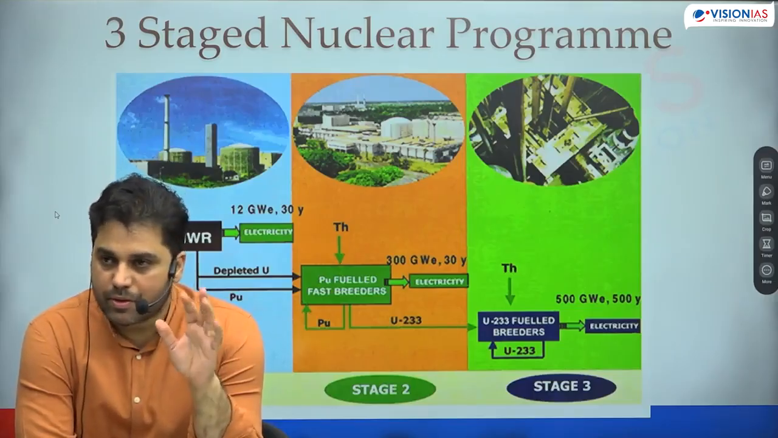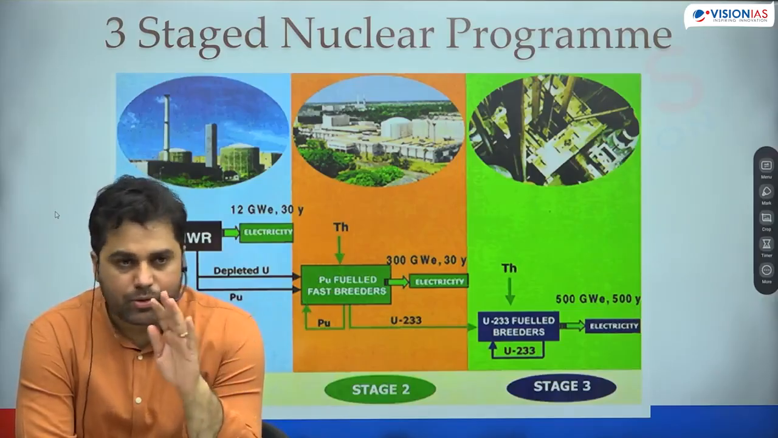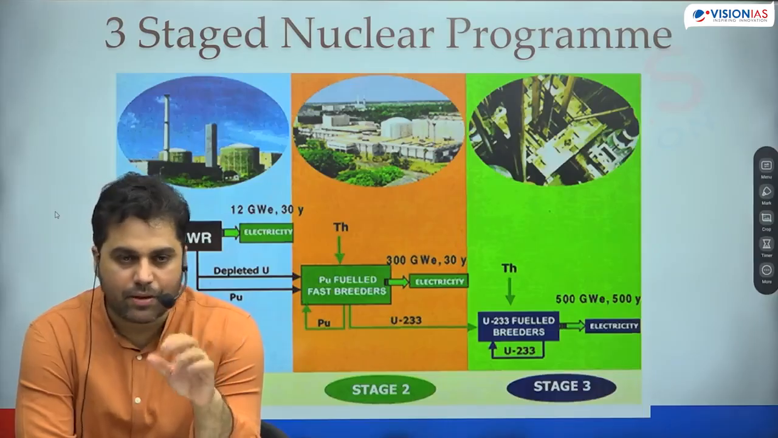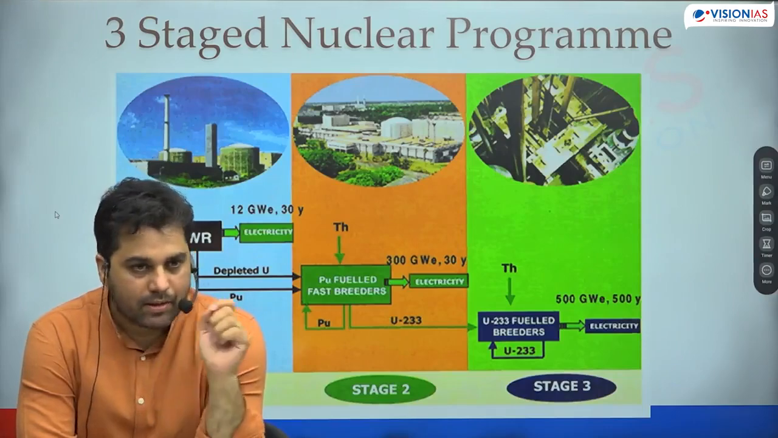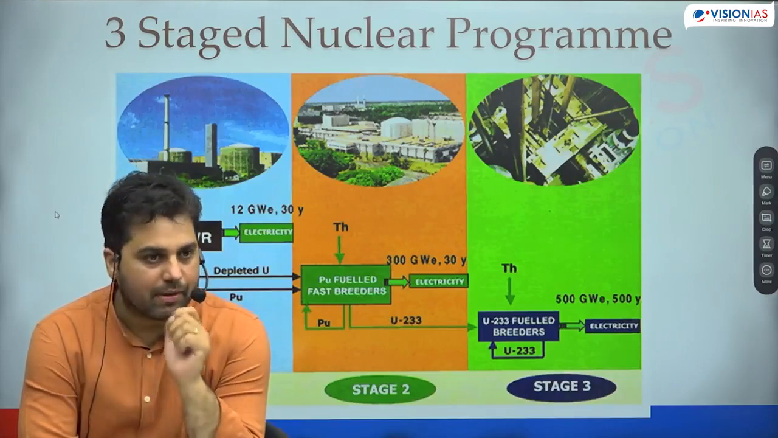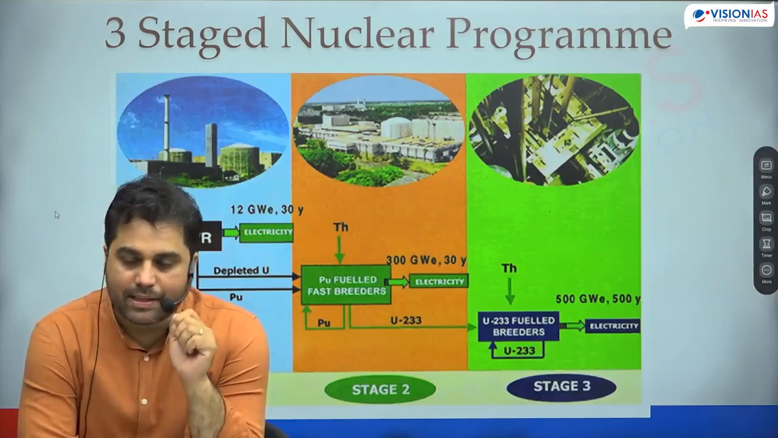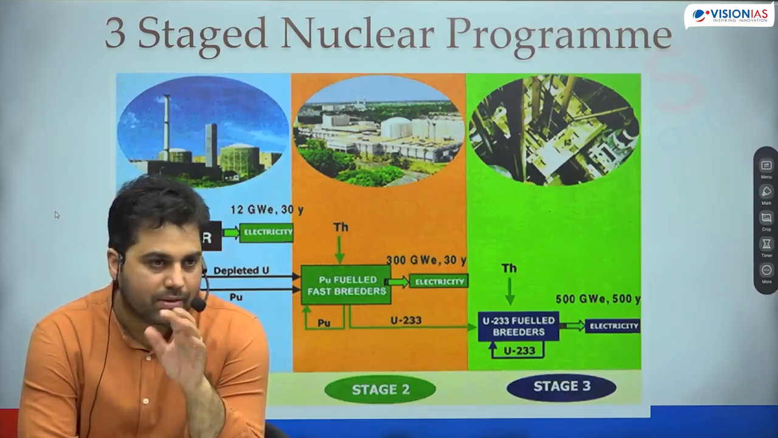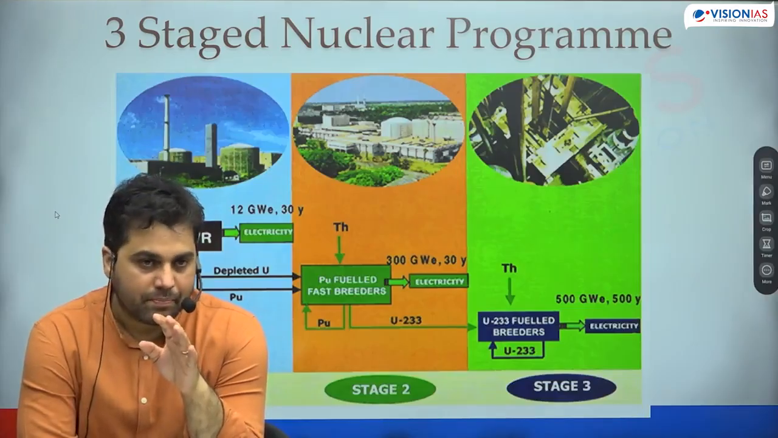Just to give you some context, our total installed capacity of energy as of now is 430 gigawatt. 1 giga is 1000 megawatt. So 430,000 megawatt if I have to approximate. Out of that 430 gigawatt, the contribution of nuclear energy is less than 2%. It is in fact about 1.7 or 1.8%. That is a very less contribution.